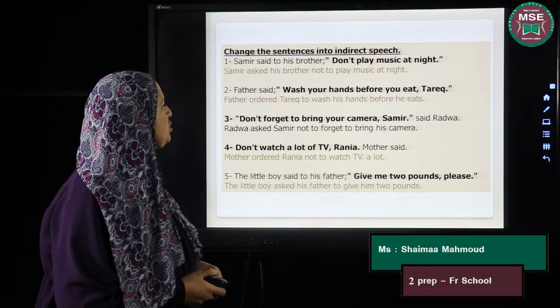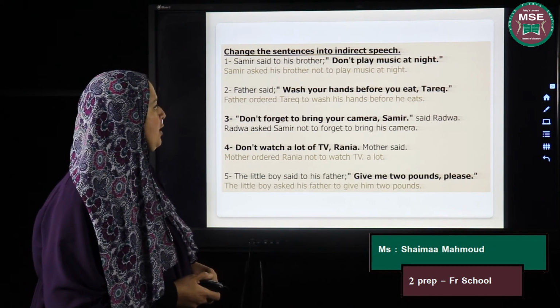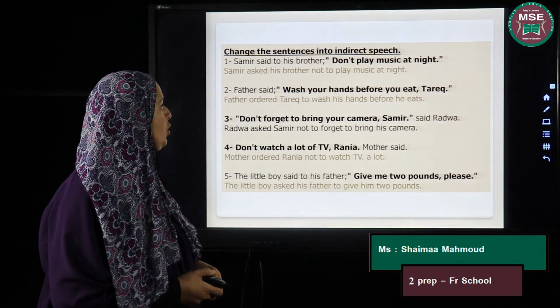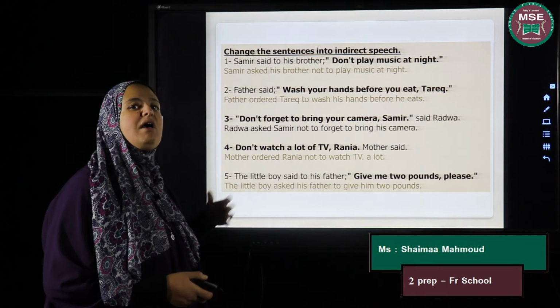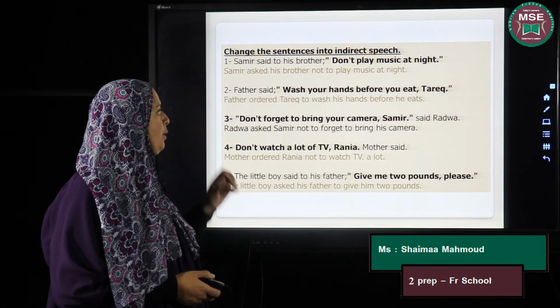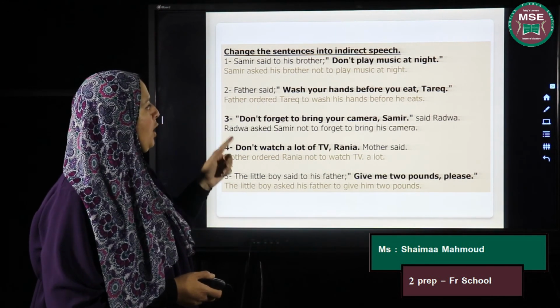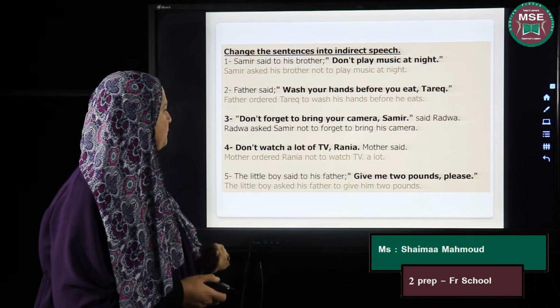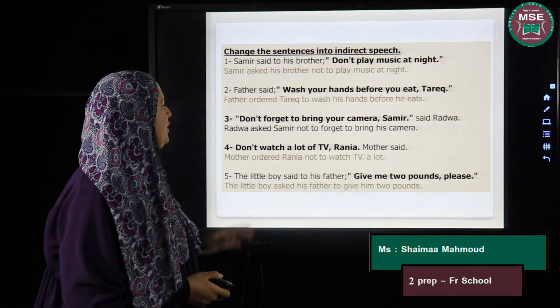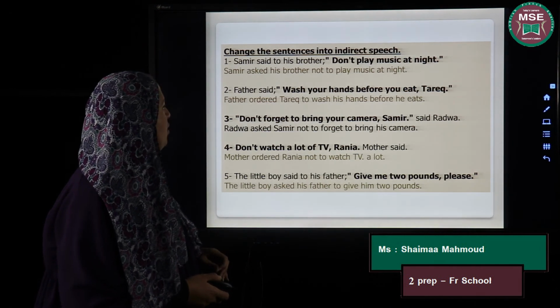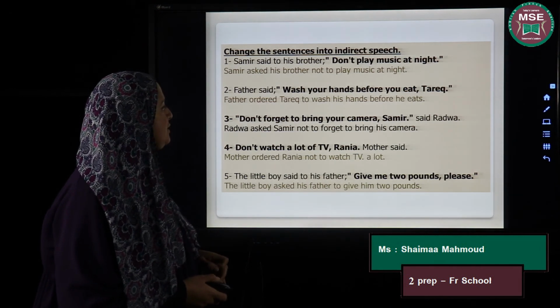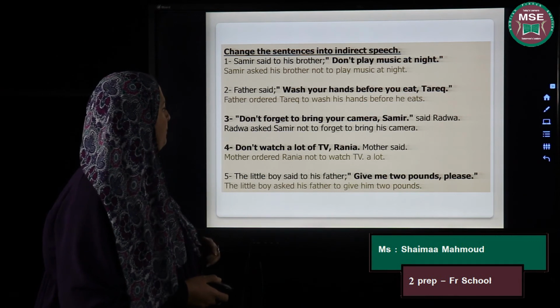Father said, "Wash your hands before you eat, Tariq." So father ordered Tariq, or father asked Tariq, or I may say also father told Tariq, no problem, to wash his hands before he eats. "Don't forget to bring your camera, Samir," said Radwa. Radwa asked Samir not to forget to bring his camera.